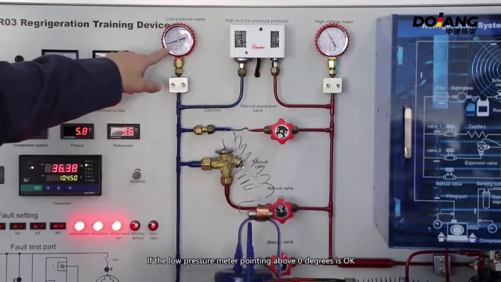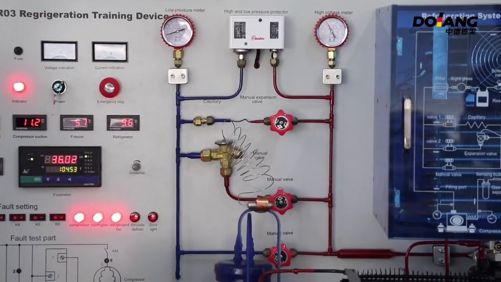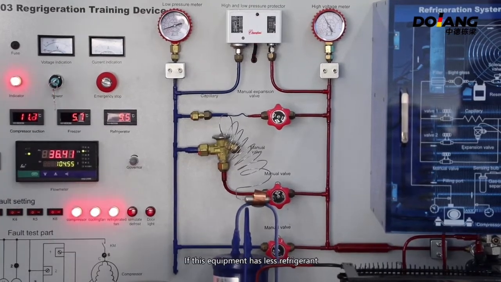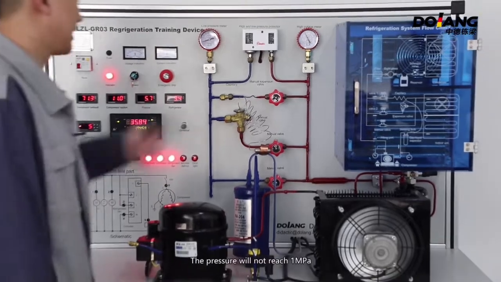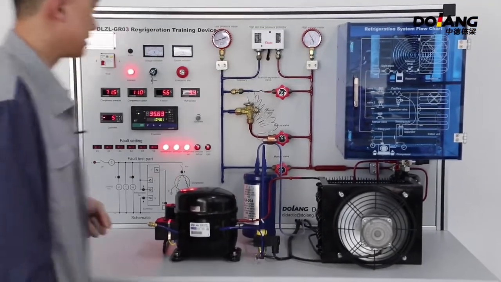During the running of the equipment, normally check the innermost pressure at around 1 MPa. If the low pressure meter points above 0, it is okay. If this equipment has less refrigerant, the pressure will not reach 1 MPa. We can charge the refrigerant through this place.